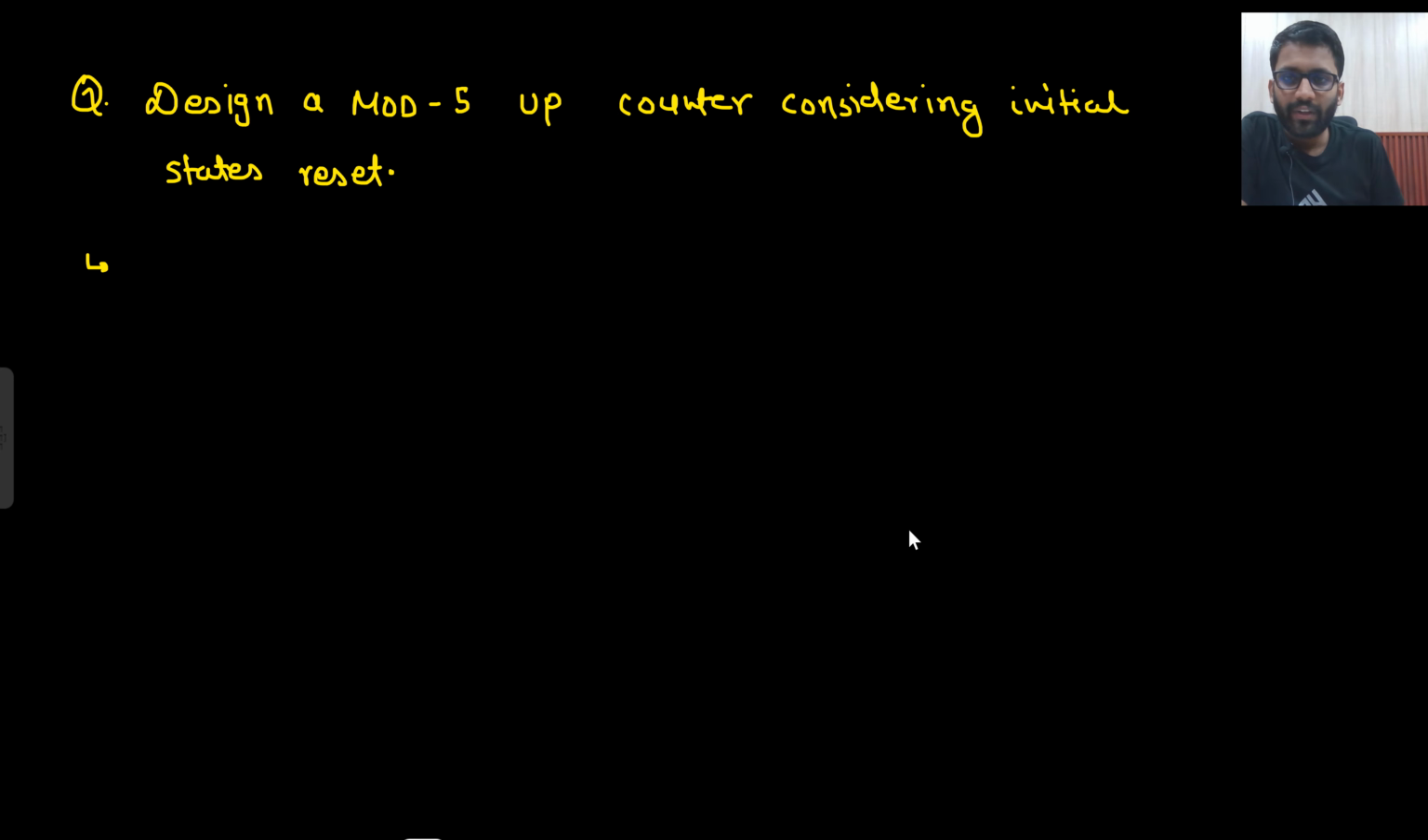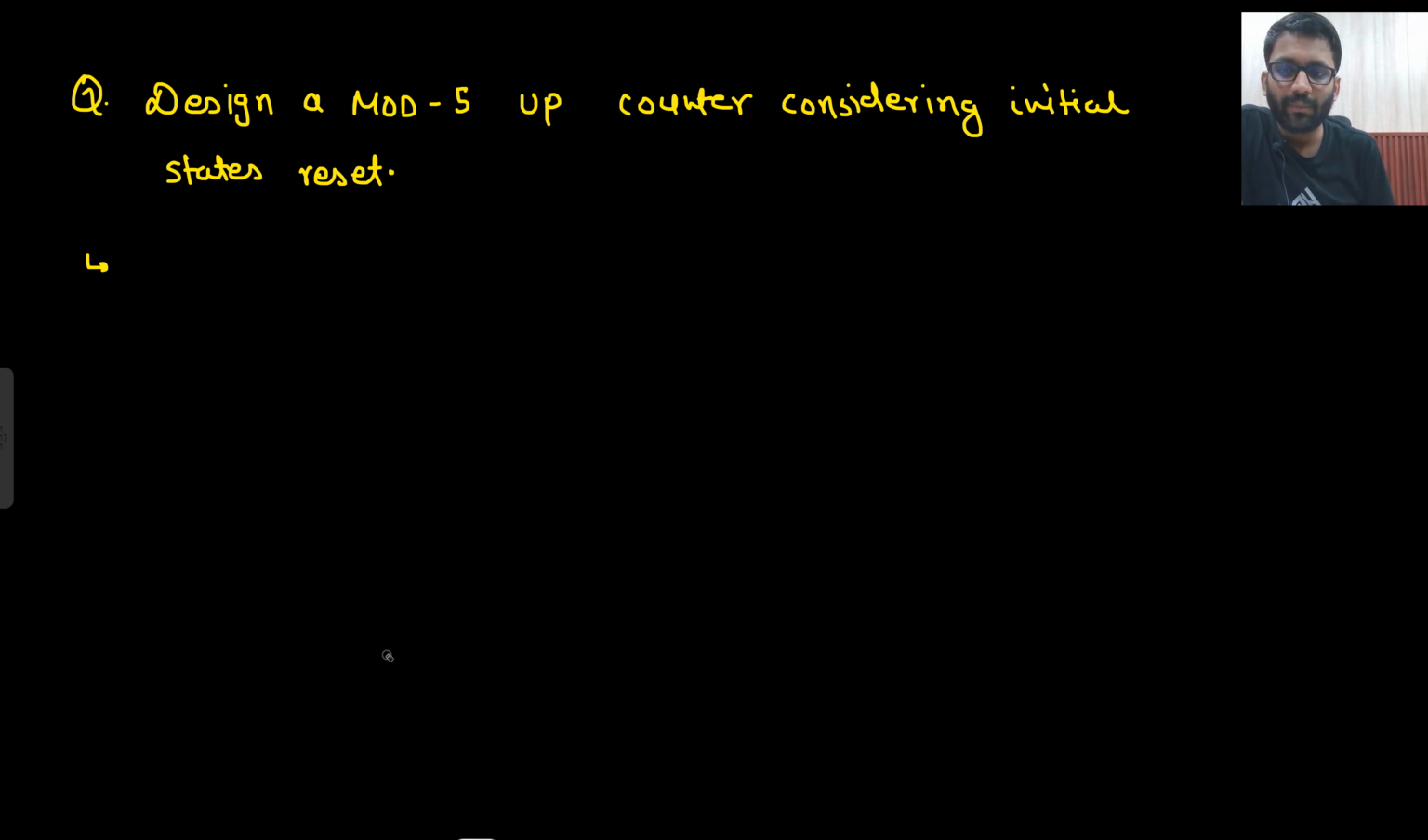Hi everyone. So continuing the previous video. In the previous video we studied mode down counter, right? So the same analysis we are going to do for the up counter now. So this is the question. You need to design a mode 5 up counter considering initial states are reset. Reset means all are at 0, 0, 0.